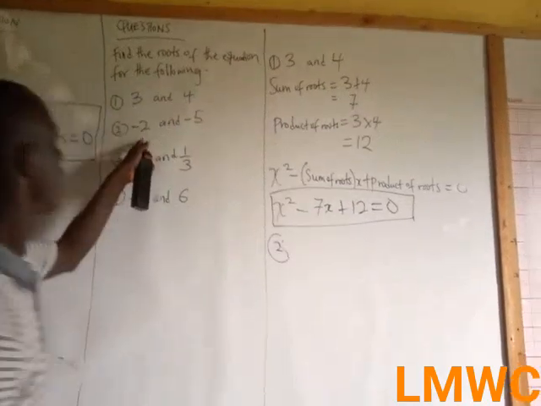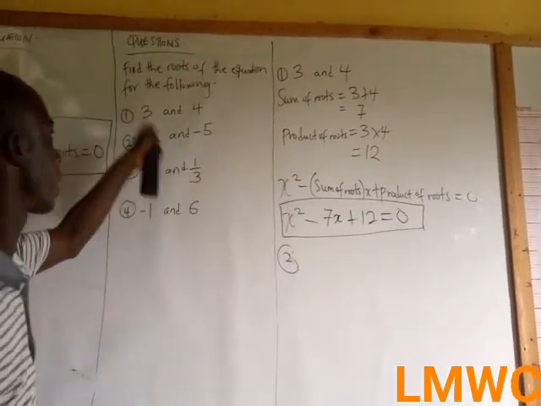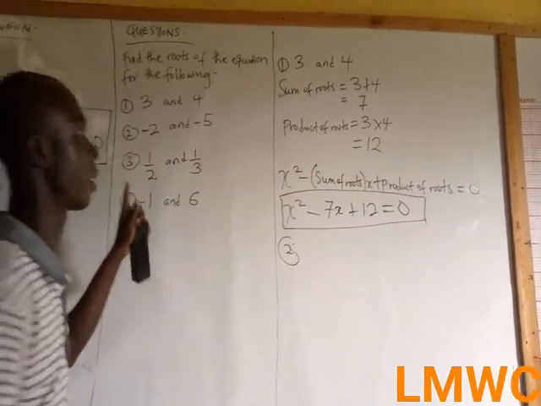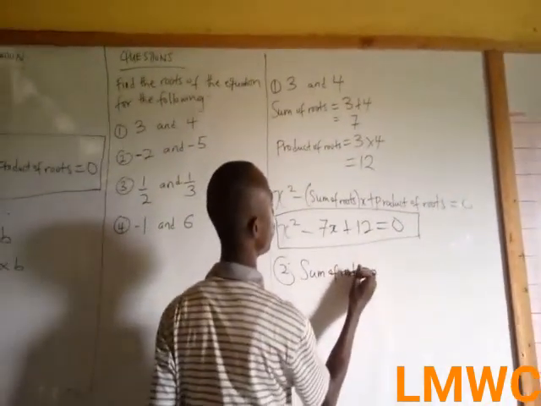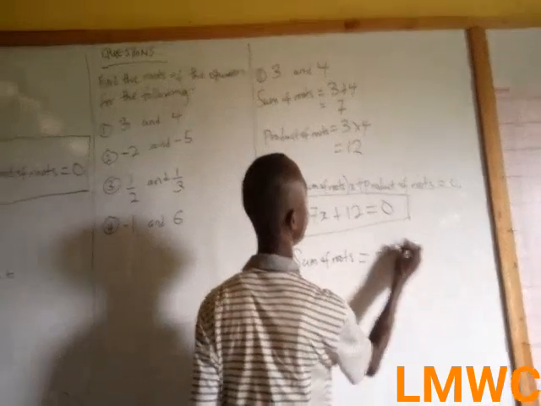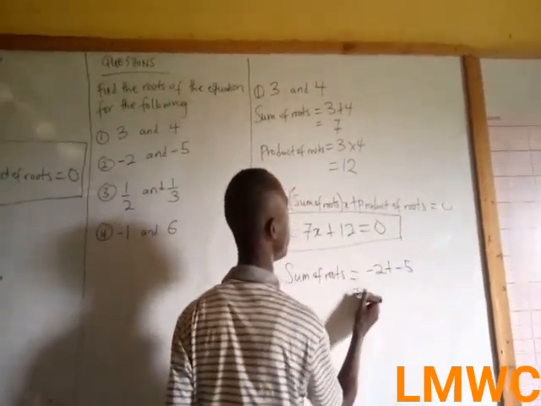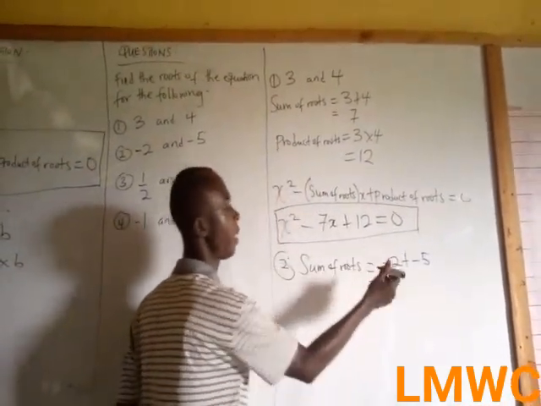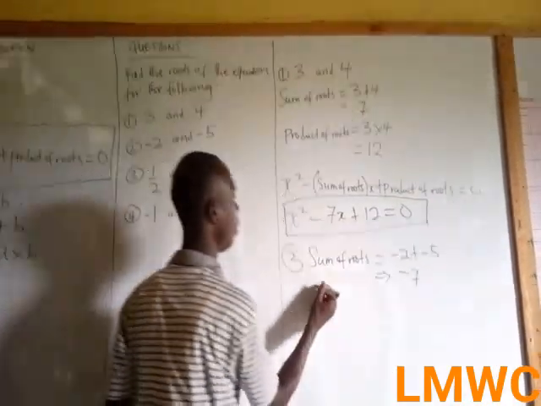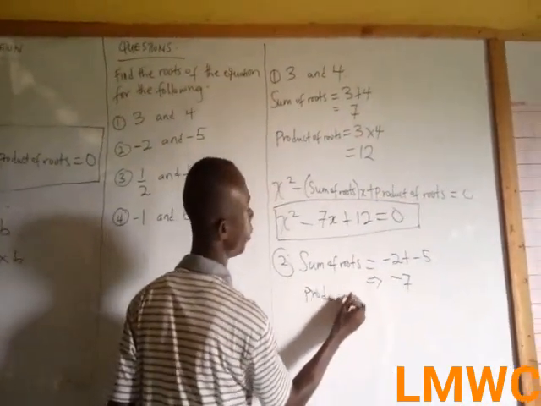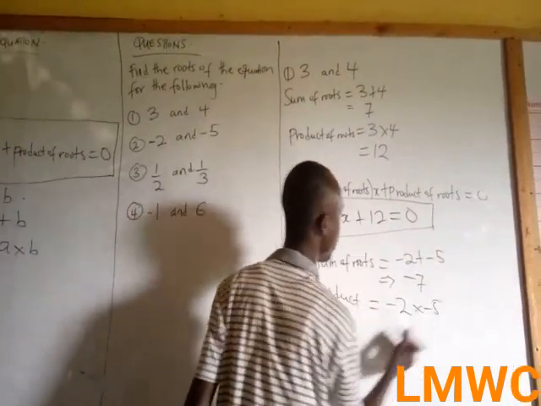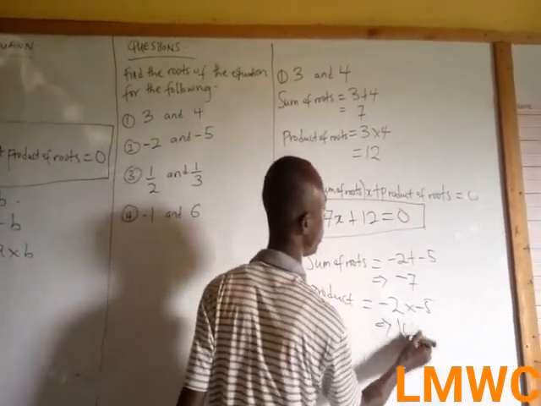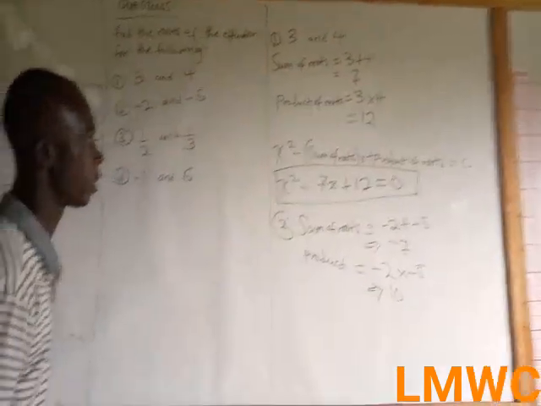Question 2. We have -2 and -5. And always take note of your negative numbers. So the sum of roots becomes -2 plus -5. And under integers, we said negative plus negative is negative. For the product, we have -2 times -5, and -2 times -5 is 10, because negative times negative is positive.